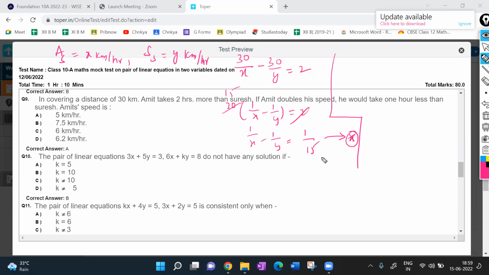Now, if Amit doubles his speed, he would take 1 hour less than Suresh. Right? So 30 by y minus 30 by 2x is equal to 1 hour. 1 hour less than. Understood my point? If I consider this statement, I can write it like this. Clear? How I wrote this statement, guys? He would take 1 hour less if Amit doubles his speed.